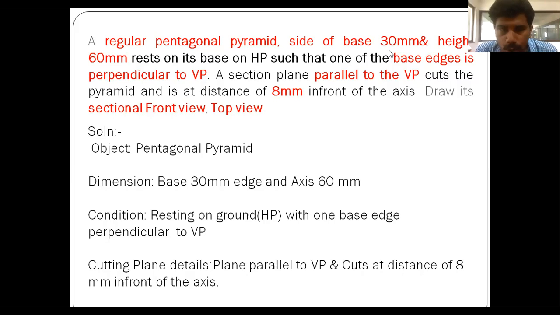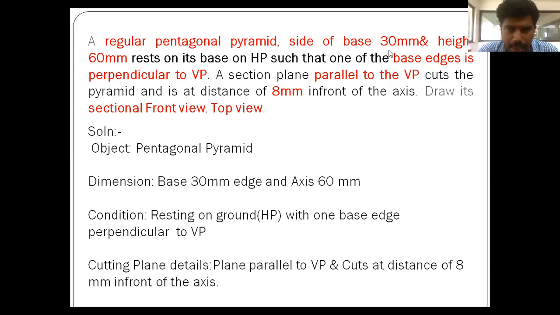Let's go to the solutions. The solution is like this. The object is the pentagonal pyramid as given in the problem. The dimensions are as follows. The side of the base is 30 mm and the height of the axis is 60 mm.